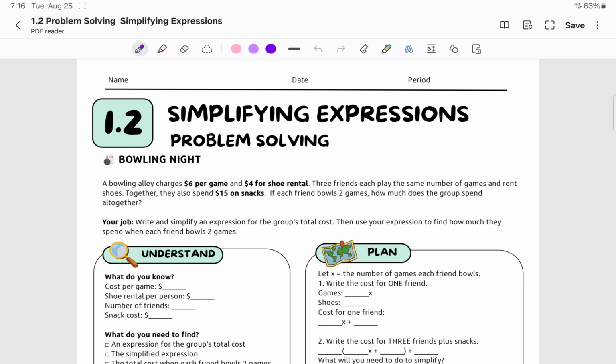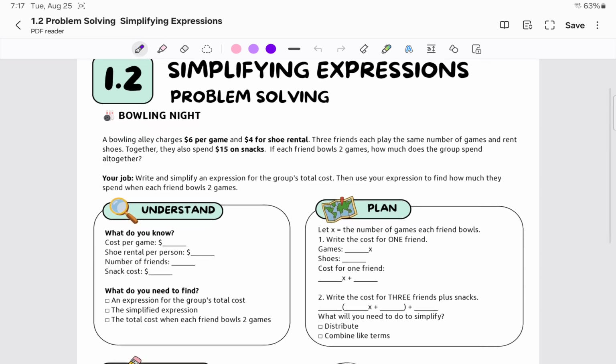So, Bowling Night. A bowling alley charges $6 per game and $4 for shoe rental. 3 friends each play the same number of games and rent shoes. Together, they also spend $15 on snacks. If each friend bowls 2 games, how much does the group spend all together? Your job is to write and simplify an expression for the group's total cost, then use your expression to find how much they spend when each friend bowls 2 games.